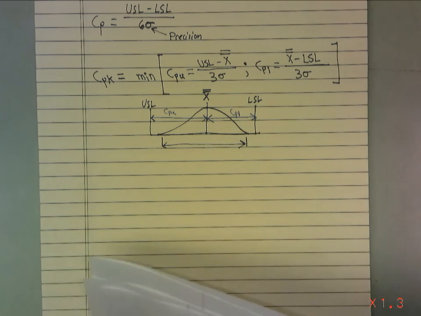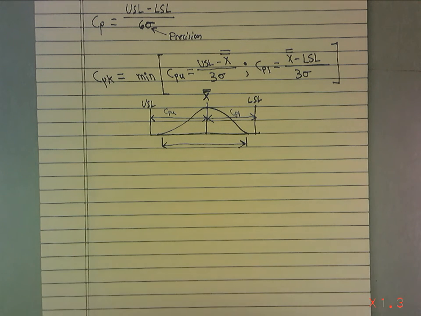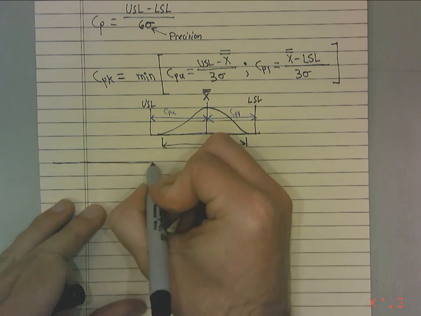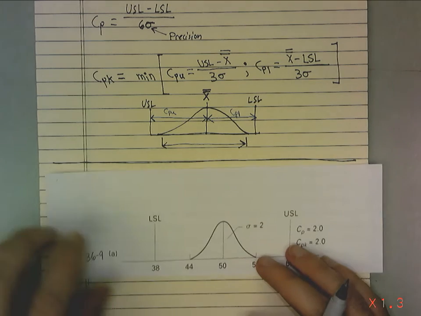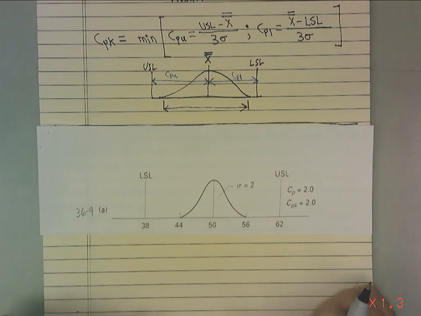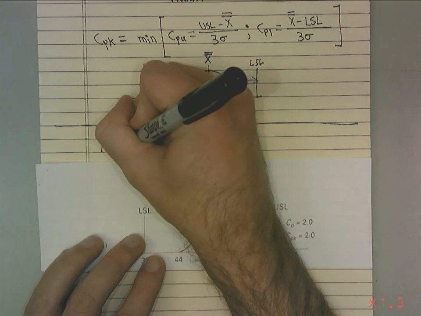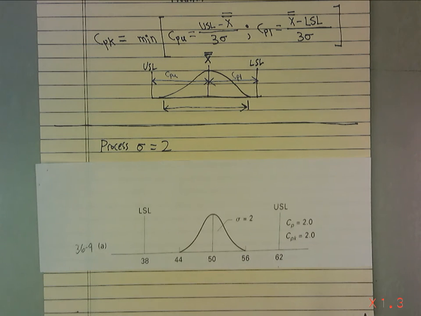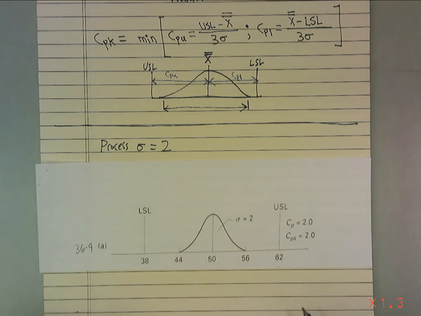Okay, so let me back up and let's do an example here. Okay, let's take this and do this as an example. We've got, in this case, a process standard deviation of 2, whatever it is. 2 inches, 2 pounds, 2 millimeters. Our standard deviation will be the same as the measurement we're taking. So whatever this measurement is down here.